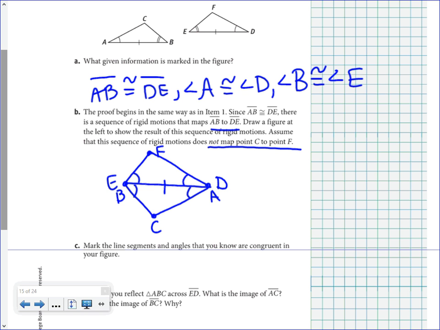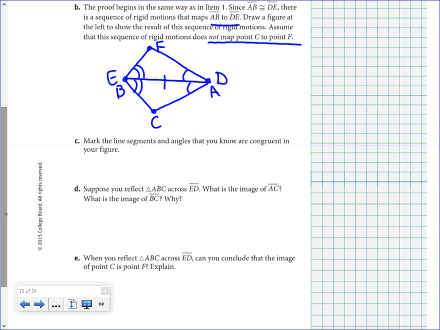So you need to make sure that one of your angle pairs has two arc marks. It doesn't matter which one. I could have put the two arc marks on A and D. But you just need to make sure that your congruent angles have the same number of arc marks and they don't have the same as any other pair of congruent angles. So now, looking at D, what is the image of AC?